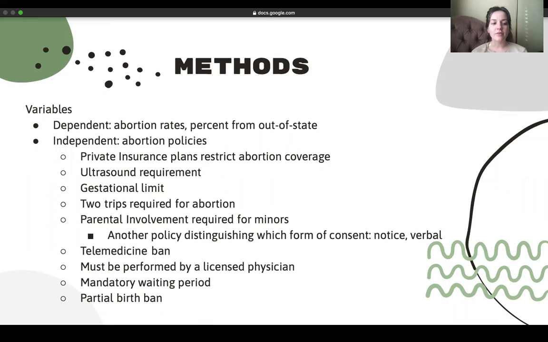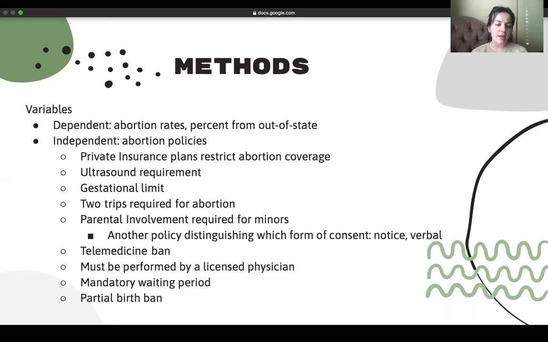So I have a list of abortion policies that were consistent from the different institutes. Ones that are important to note are the partial birth ban. The term partial birth is not a scientific term. It has varying meanings, but the main focus of it is late gestational period births post viability. So it could be 28 weeks or a variety of weeks.